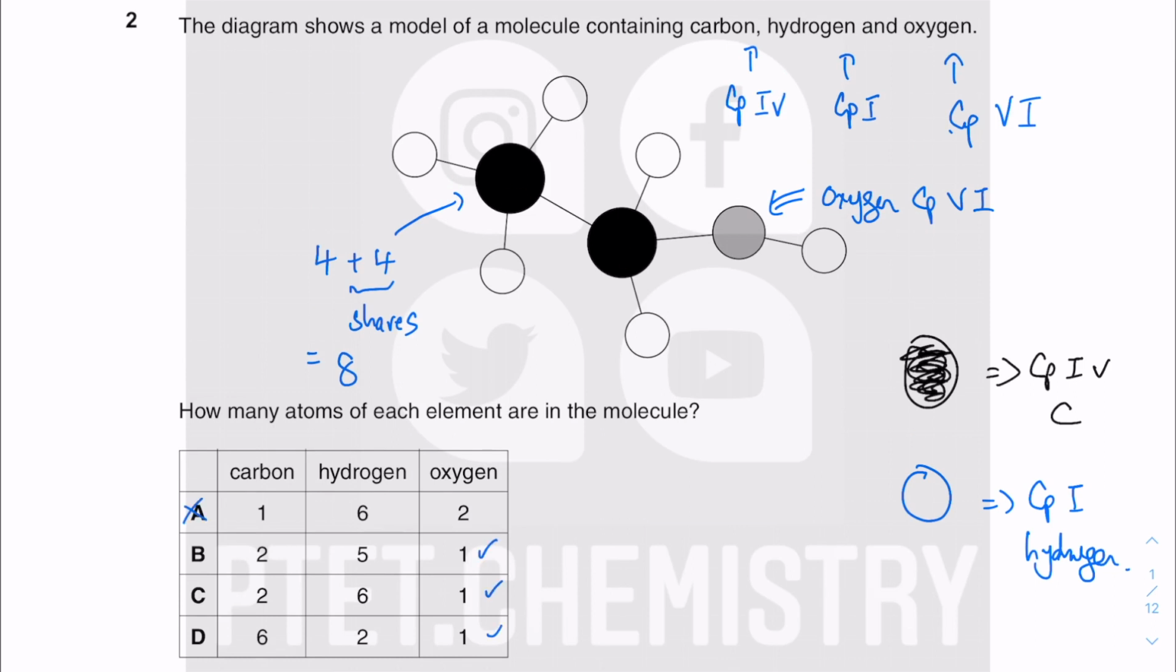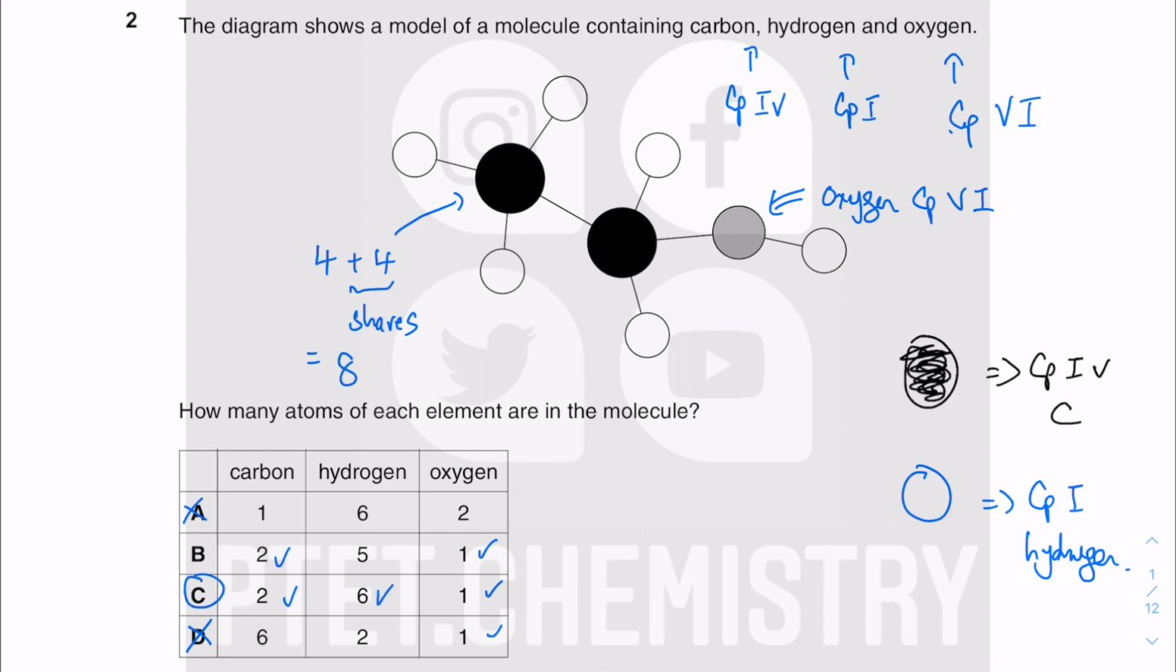The big black one was carbon. So carbon, there are two of the big black one. So D cannot be the answer. Hydrogen, the white color one. 1, 2, 3, 4, 5, 6. So there are 6 hydrogen.